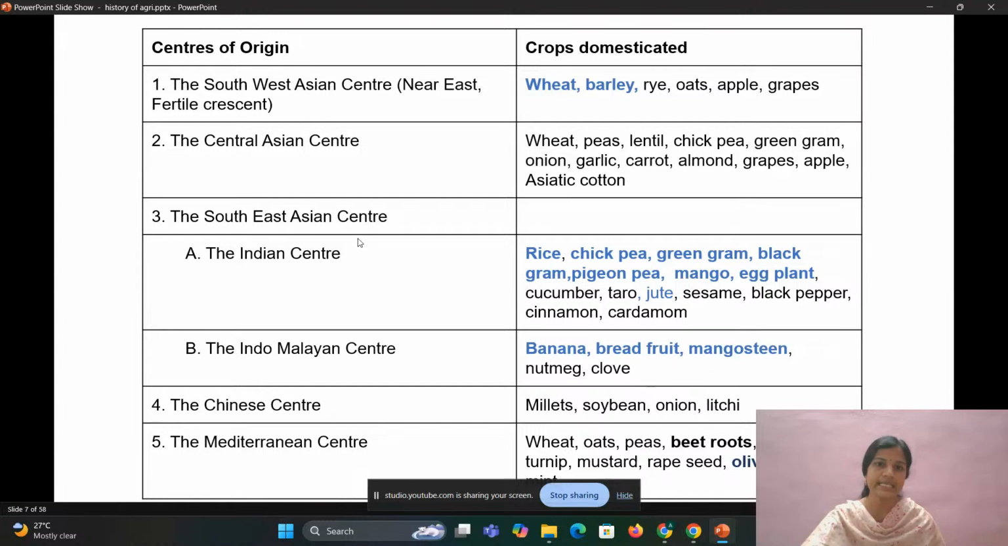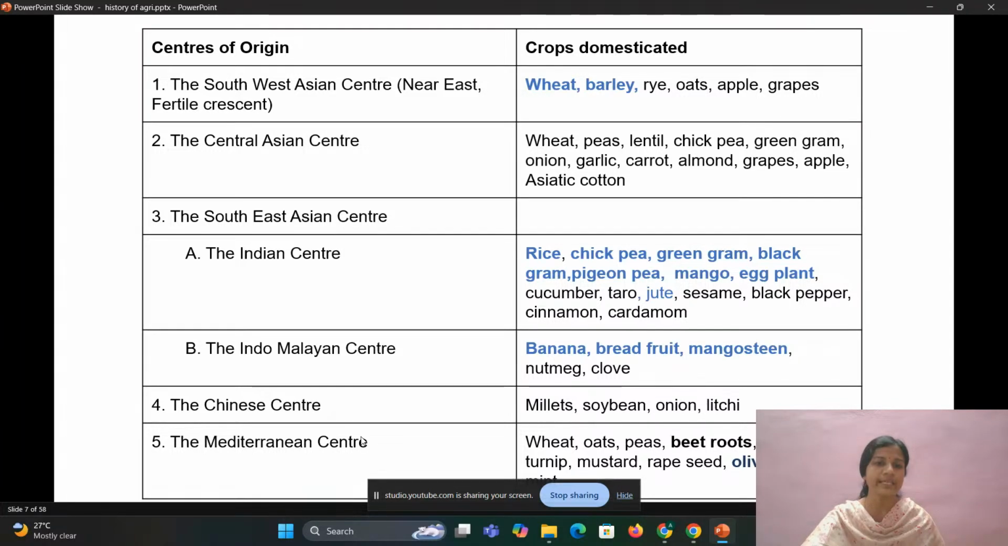Then the Southeast Asian Center is again subdivided into Indian Center and Indo-Malayan Center. We can see that rice was first domesticated in Southeast Asia, which comprises India also. So the center of origin of rice can be regarded as India. Rice, chickpea, then pulses like green gram, black gram, then pigeon pea, then mango, eggplant or brinjal, jute, all these were first domesticated in India. Then in the Indo-Malayan center, banana, breadfruit, and mangosteen were first domesticated. Then in the Chinese center in China, millets, soybean, onion, and lychee were domesticated.